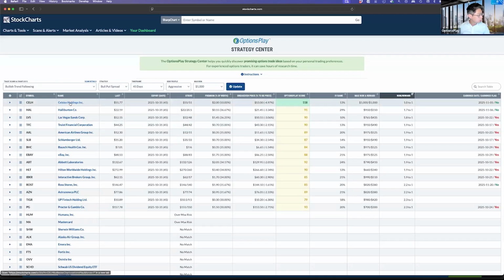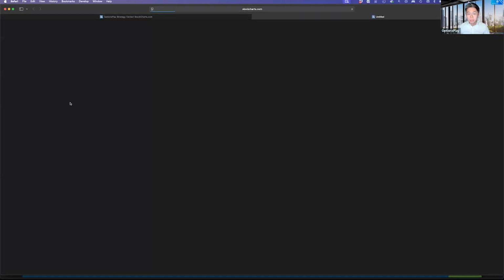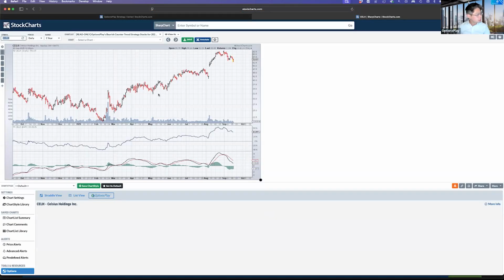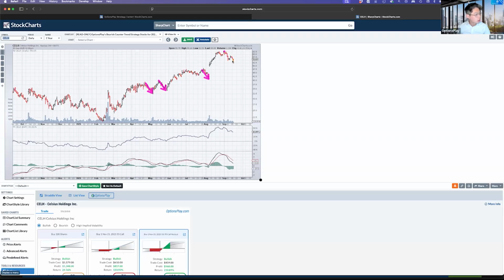So let's first take a look at a chart here for Celsius Holdings. Let's just verify what we're seeing here on the chart, right? So here's the chart. As you can see, clearly the stock is in an uptrend, right? And what we look for are these pullbacks. Pullbacks are your opportunity to get long. And that's exactly what we're seeing here, these pullbacks. And what we're trying to capture are these moves to the upside, right?